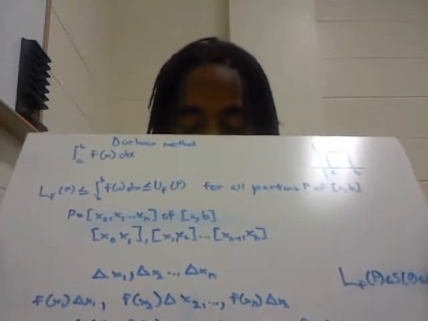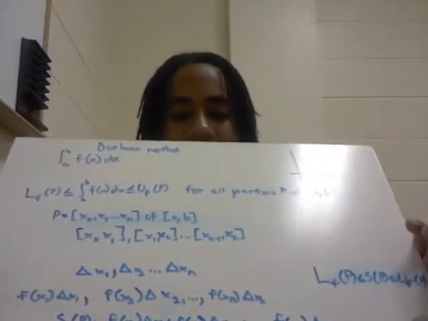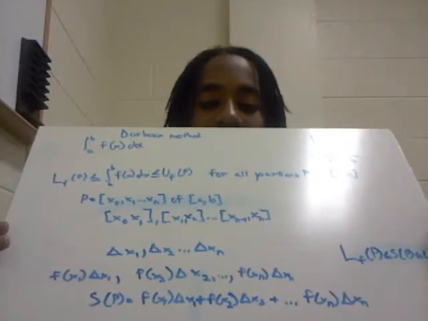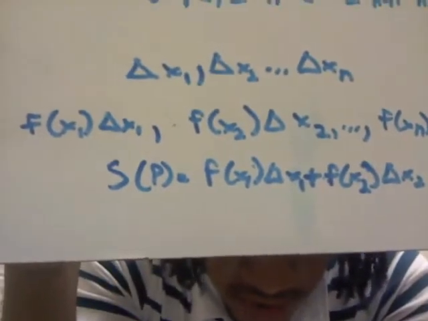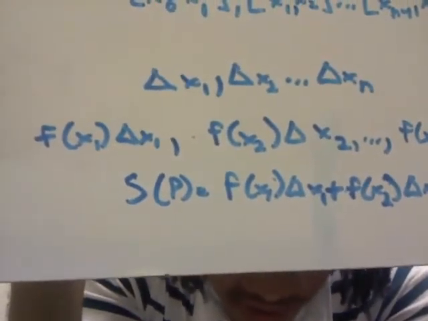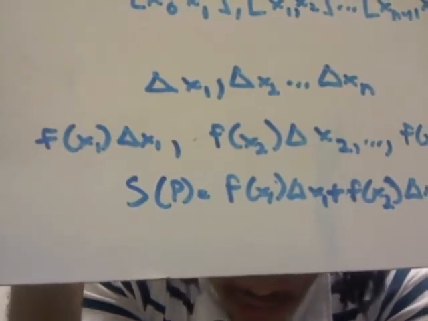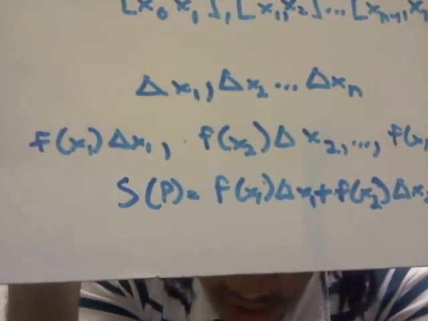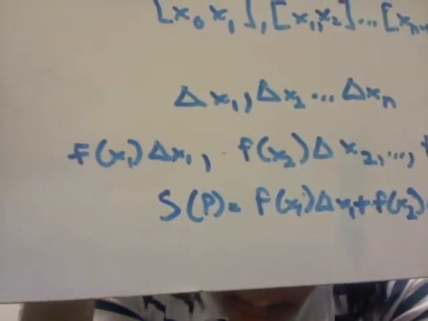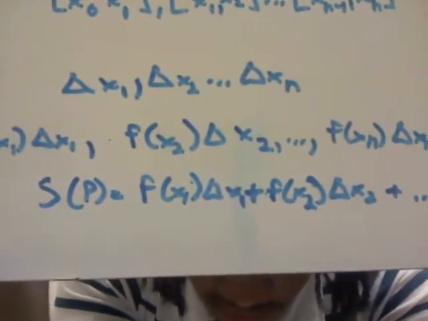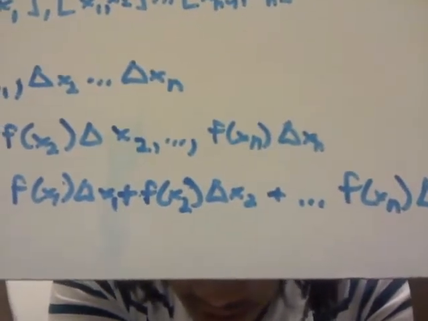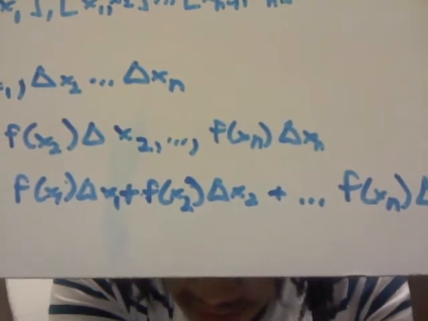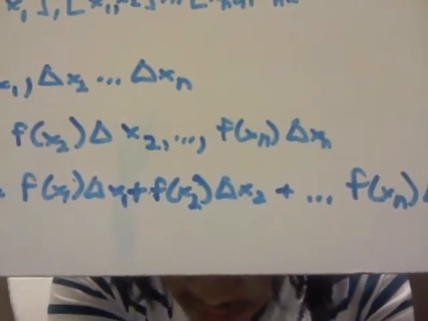To better understand, now you must choose a point at which the function will be evaluated. So basically, you would use f of x1, multiply that by delta x1. Then you would do it again for the value of x2, and you would continue until you get to f of xn times delta xn.